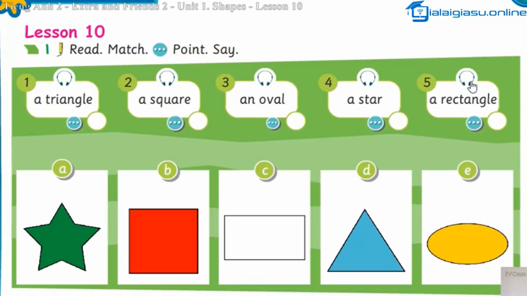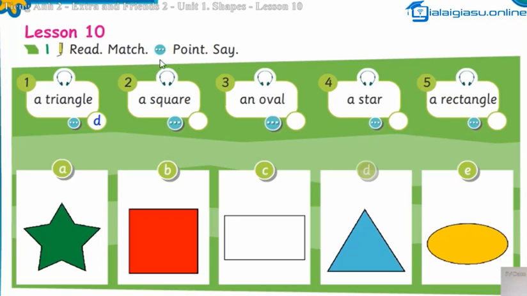Bây giờ chúng ta hãy làm từng câu một cùng nhau nha. Number one, a triangle. Do you know the answer? Các bạn đã biết đáp án chưa? Vậy thì các bạn hãy chỉ vào đáp án đó cho cô được không? Is that C? No, it isn't. That is D. Okay, let's try it. It's D, that's correct. Vậy thì triangle là hình tam giác.